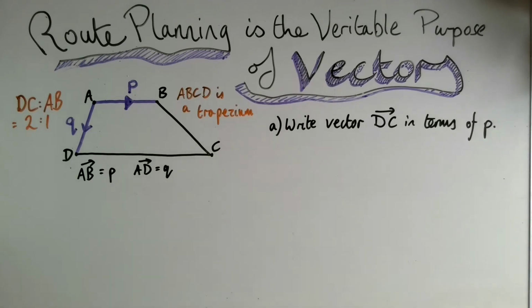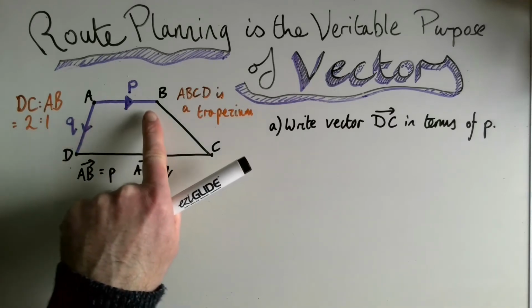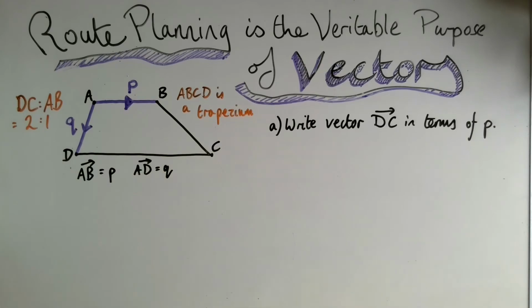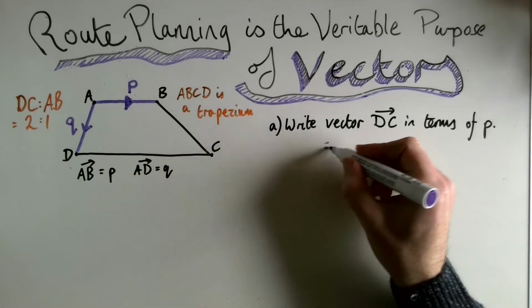Okay, here's our first question. Hopefully, now that I pointed to the 2 to 1 bit, you can get this. So it is the same direction as that, and it is twice the length, which means it's going to be 2p.